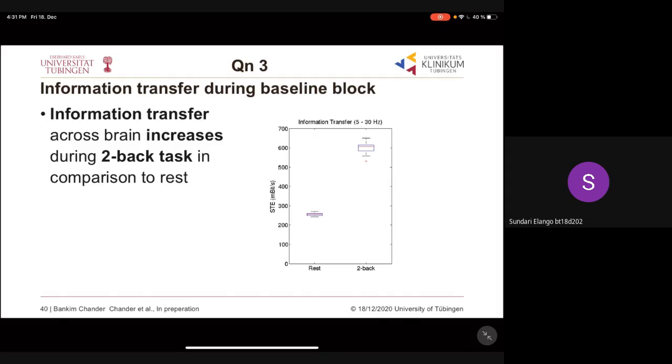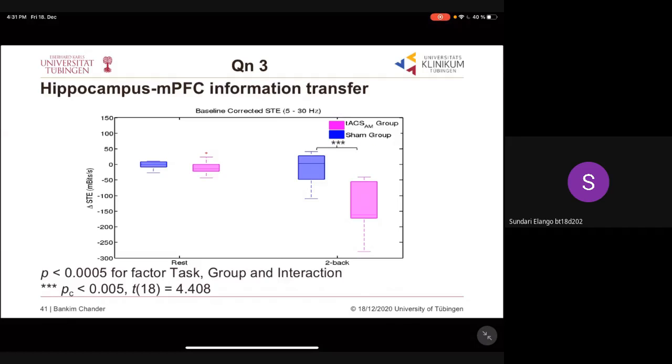Based on this, we could see that when we measured information transfer while performing the two-back task, there is a significant increase compared to the resting state. And not surprisingly, when we look at the hippocampus and prefrontal cortex interaction, we saw that during the resting state, there is not much change in information transfer. But while participants received stimulation during the two-back task, there was a decrease or inhibition in information transfer during the task, which was not the case for the sham group. So based on this, we could say that there was a certain kind of disruption in communication from hippocampus to prefrontal cortex, and possibly the theta oscillations that are seen in the prefrontal cortex are actually driven by the hippocampus.